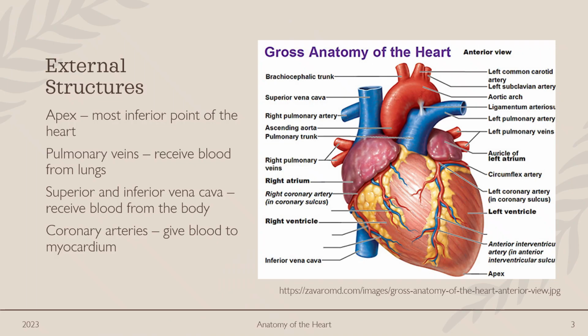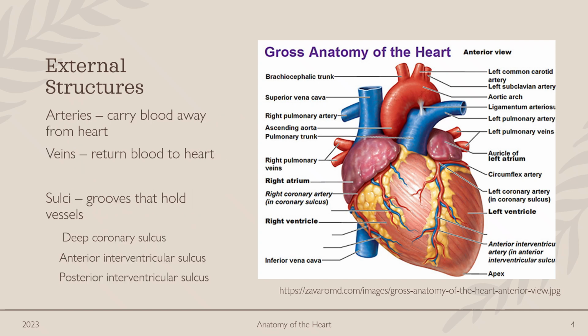The external structures of the heart include the apex, veins, superior and inferior vena cava, arteries, and sulci. The apex is the very bottom point of the heart. The pulmonary veins receive oxygenated blood from the lungs to return to the heart. The superior and inferior vena cava receive deoxygenated blood from the body to return to the heart. The coronary arteries are the main blood supply to the myocardium, the middle wall of the heart. In general, arteries carry blood away from the heart while veins return blood to the heart.